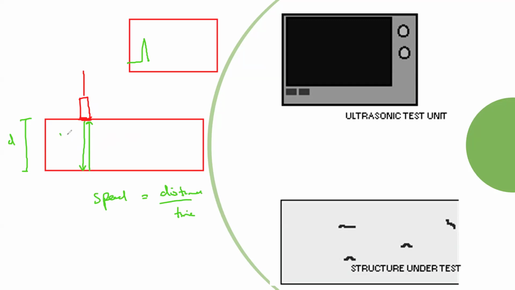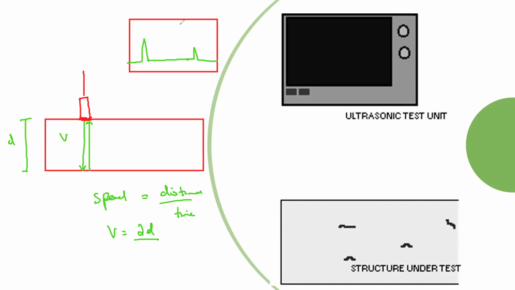So the speed at which the wave travels is v. What is the distance traveled? Because the wave travels down and comes back, the total distance traveled will be 2d. When we receive this back again, we receive another pulse, but it will be of lower intensity because some of the wave energy is being absorbed. So the height of the peak, the intensity of the peak, will be lower.